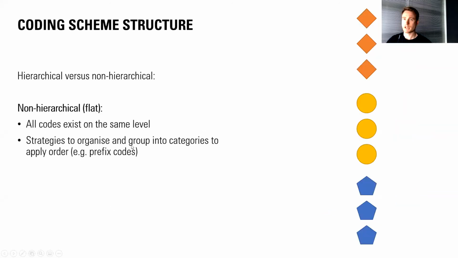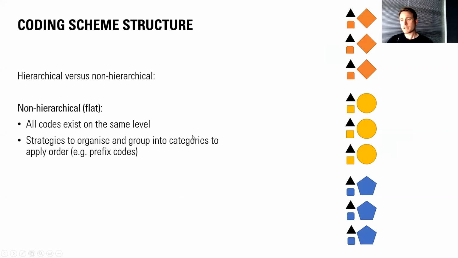So this is more or less how it works here. You develop a coding scheme that is very flat, where all codes exist on the same level. But we can apply some strategies to add some organization and hierarchy to these, though at no stage are we functionally coding at different levels. So the information we're coding is always at this bottom level, so we can only code at the level of the codes.